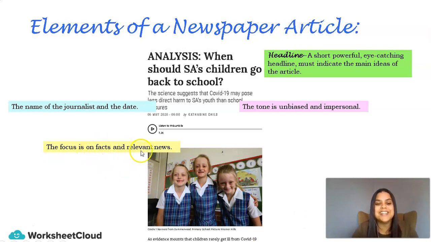The focus is on facts and relevant news. Like I've mentioned about the date as well, it's about the current events that are happening now. Most newspapers focus on the current events that are affecting the city, the country, or the world at the moment. And that's what they write about. They send their journalists out to talk to people that will know more about it. Let me give you an example. When it comes to the coronavirus, they speak a lot of the time to medical doctors and scientists, so that they can get information and inform the readers more about this virus, about the vaccine or possible treatments, etc.